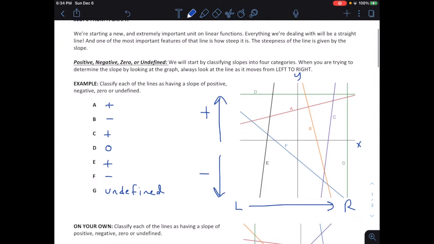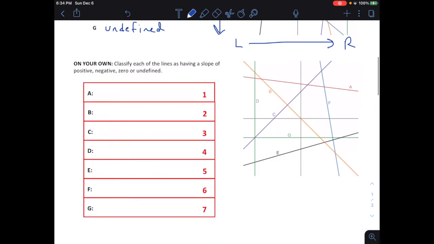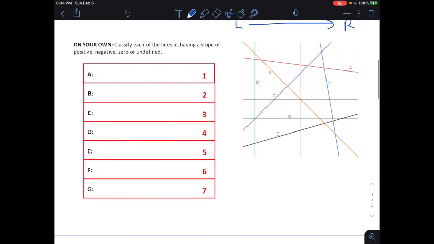All right, so what I want you to do is take a few minutes and go through this next graph on the page and look at each one of the lines, identify if the slope is positive, negative, zero, or undefined. And remember that since they're in the red boxes, you're going to enter these answers into Schoology when you are done with it.